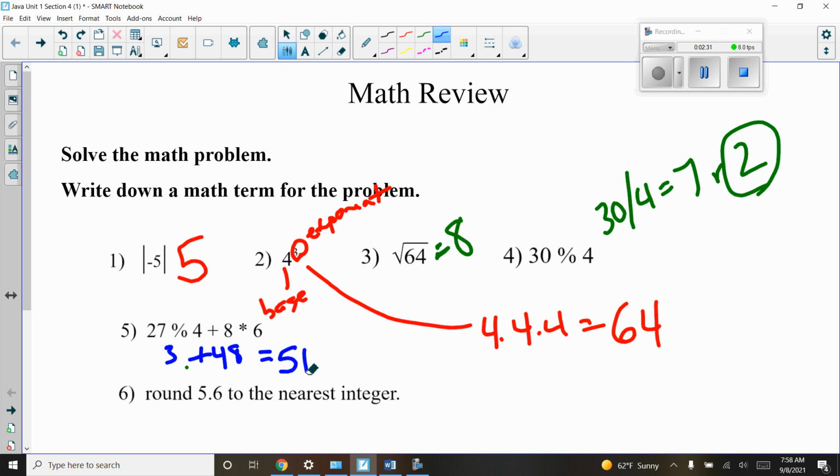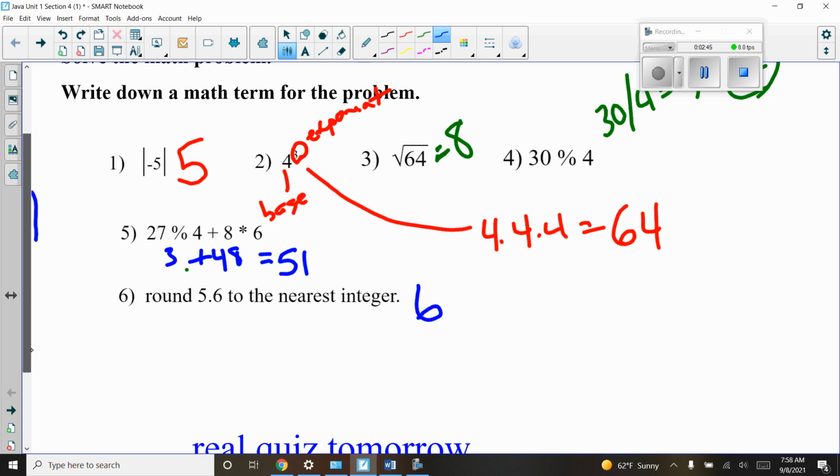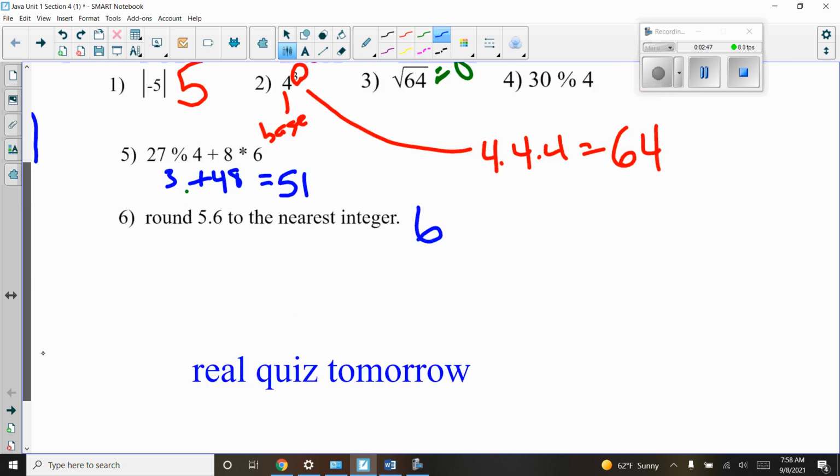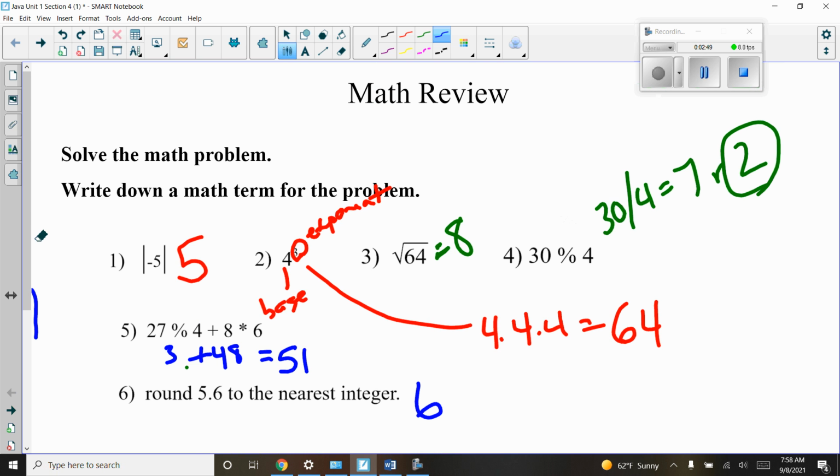And number 6 is rounding. So remember, 5.6 rounded to the nearest integer would be 6. It's going to round up. Anything 0.5 or greater will round up. 0.4 or less will round down, or 0.49, whatever you want to say. So that's that. Don't pay attention to that, real quiz tomorrow.